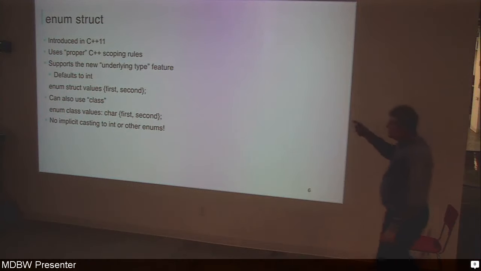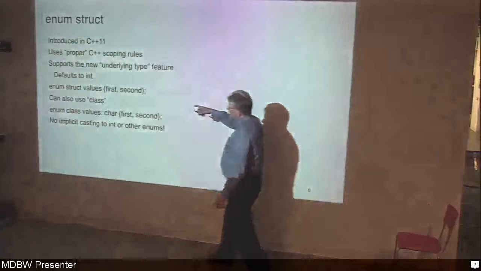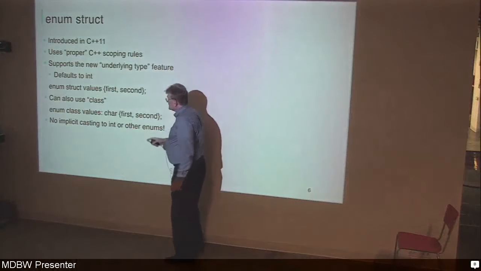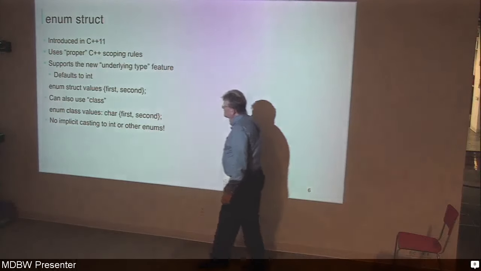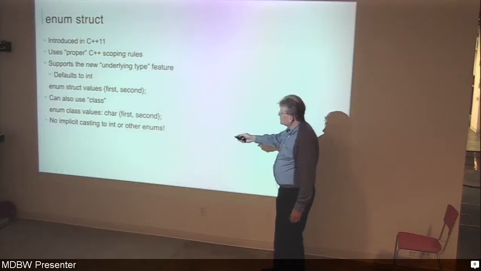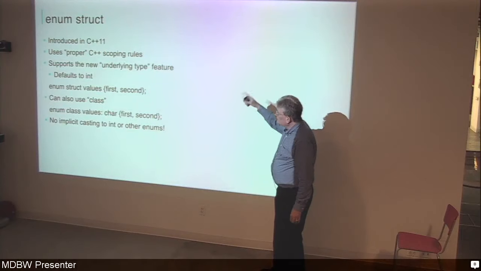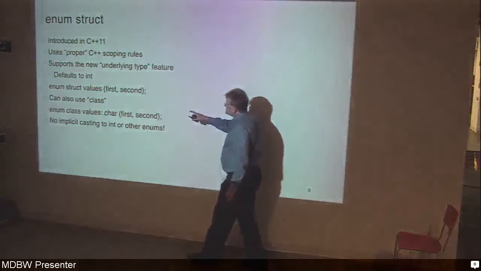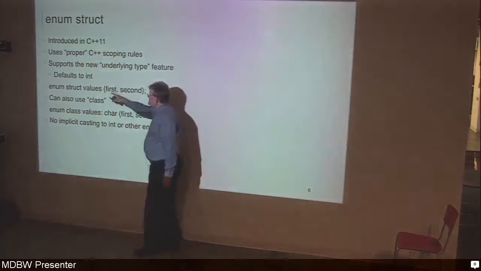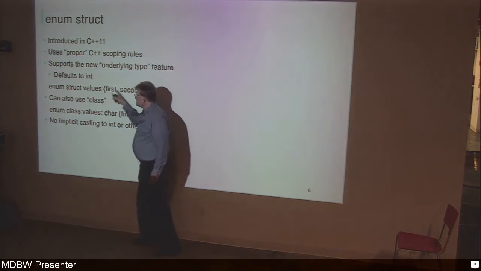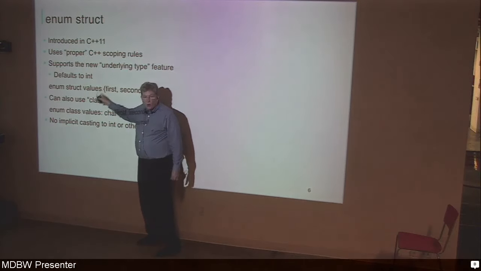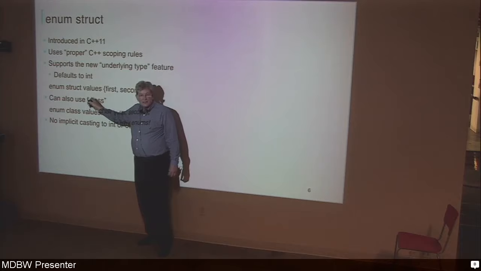In this case, we're not specifying the underlying type. The difference is that with the new syntax, if you don't specify what the underlying type is, the compiler is required to make it int. So that is the difference between the new version and the old version.